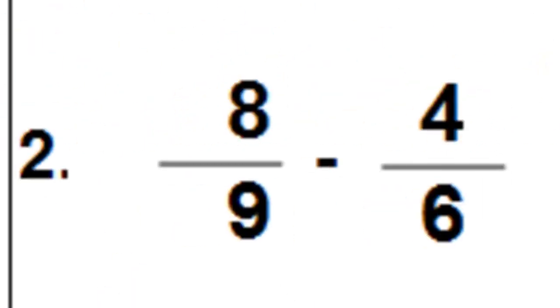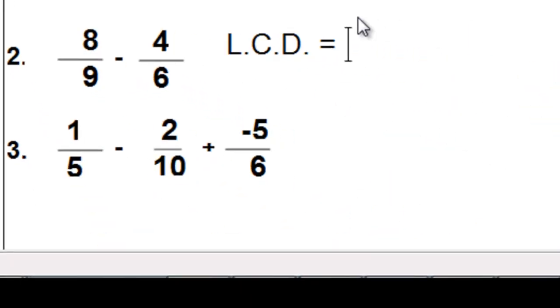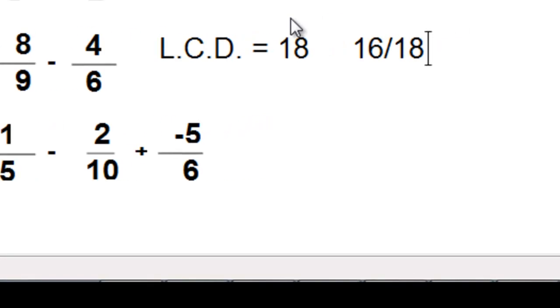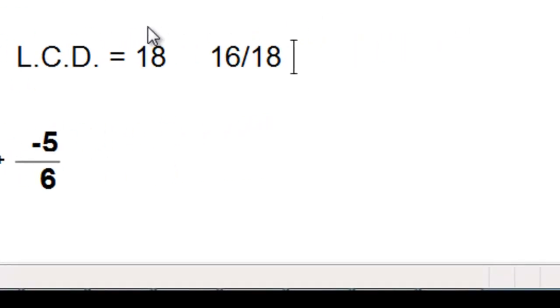All right, for the next one, the LCD is the LCD of 9 and 6, which is 18. So we want to convert the original fractions into equivalent fractions with denominators of 18. Well, for 8 over 9, you multiply the numerator and denominator by 2, so you get 16 over 18. And for 4/6, you multiply the numerator and denominator by 3 to get 12 over 18.